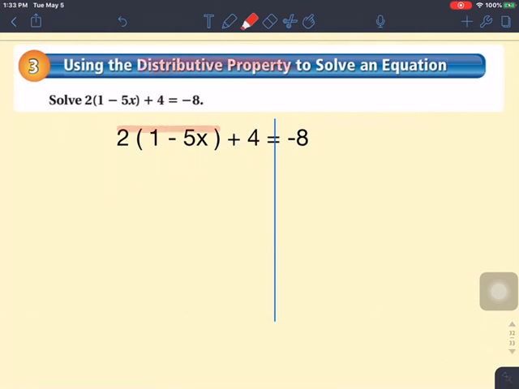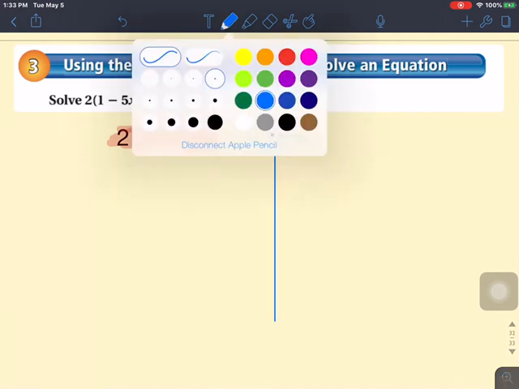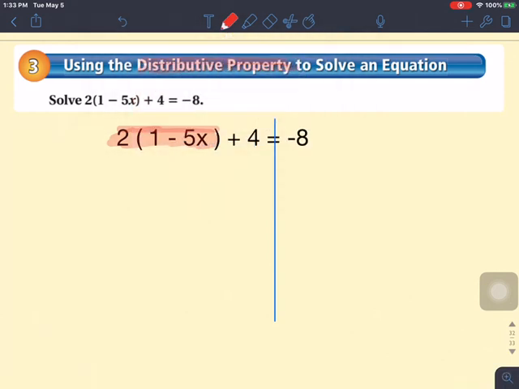We need to multiply this 2 times everything inside that parentheses. All right, and so we're going to go ahead and do that. And so if you just follow the arrow, remember before we would drop down the minus sign. That's still something we want to do. And remember, there's going to be a number that goes on either side of the minus sign. And so we're going to multiply the 2 times the 1 and multiply the 2 times the 5x.